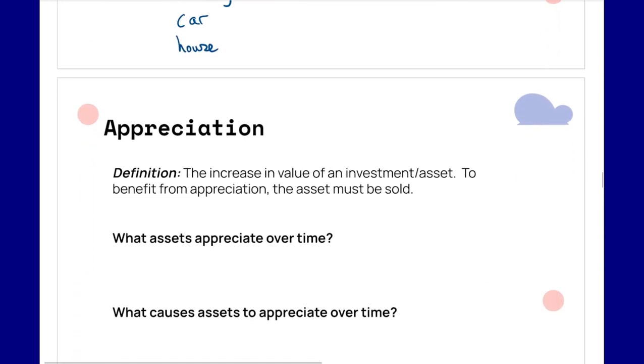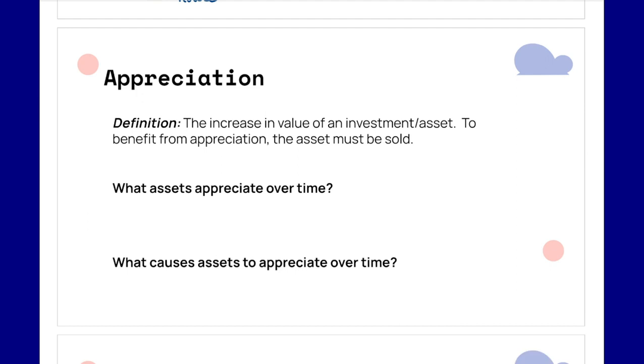With assets, there's a couple terms, and these will be the main focus. Appreciation. So appreciation is the increase in value of an investment or an asset. But to benefit from appreciation, the asset must be sold. So you can have something that increases in value. Right? Maybe you own a fancy pair of shoes, a pair of Nikes, and they increase in value because you see the price going up online. You only benefit from that if you sell it. Right? If you don't sell it, or if you can't sell it, then that appreciation doesn't mean anything.